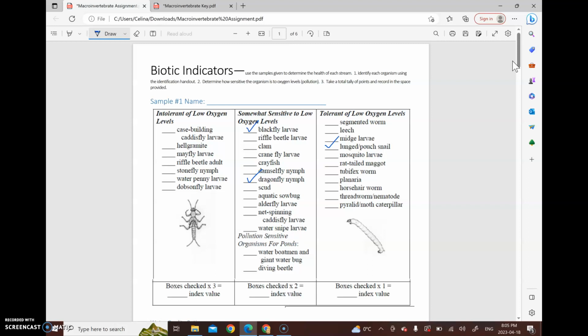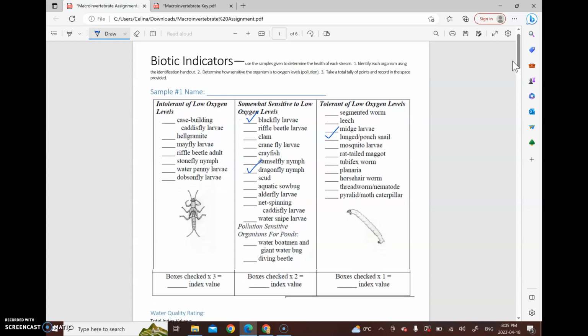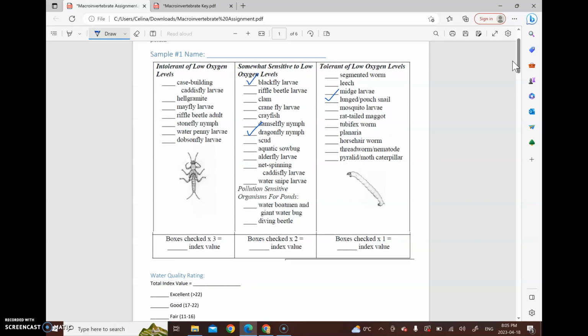So let's say my sample, I just have those 3 macroinvertebrates. There are 2 in the somewhat sensitive to low oxygen level box. Those I have to times by 2. So 2 times 2 is 4. And in my tolerant of low oxygen levels, there's only 1. And I'm going to multiply it by 1. So I get 1 here.